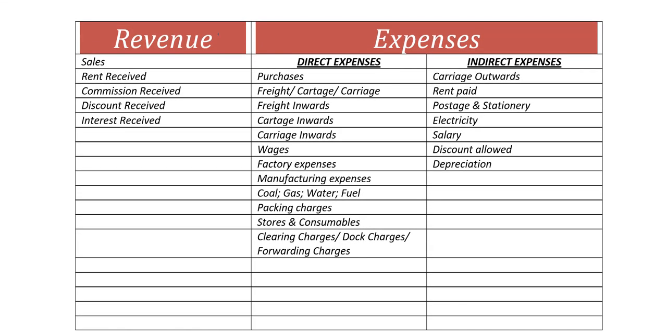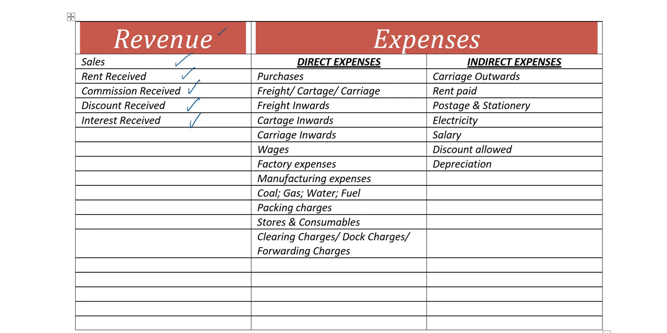Under revenue head, we have sales, rent received, commission received, discount received, and interest received. Under expenses, we have a few expenses which are classified under direct expenses and the others classified as indirect expenses.